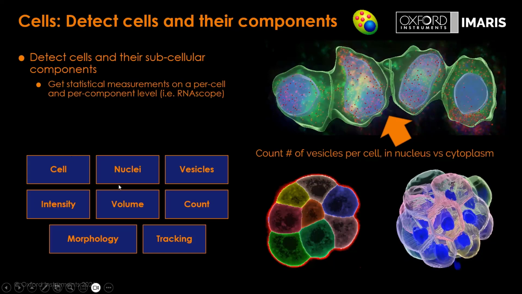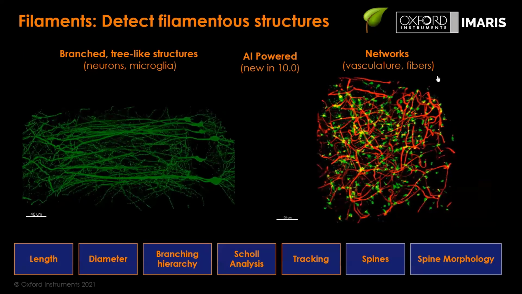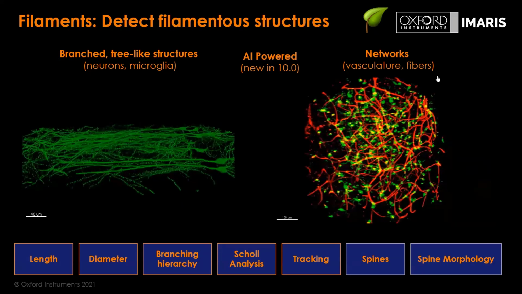And you can also use this for tracking and a variety of other statistics, but mainly this is used as a compartmentalization tool. Okay. So this is the cell object. Then coming to the last one here, this is the filament.